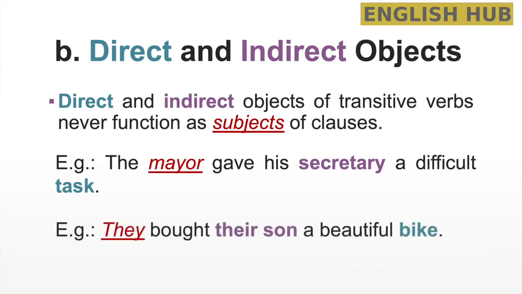Another example is they bought their son a beautiful bike. Being they the simple subject, their son the indirect object, and bike the direct object. An easy way to identify the indirect object is by asking who, and the direct object by asking what. So then, who did they buy a beautiful bike for?